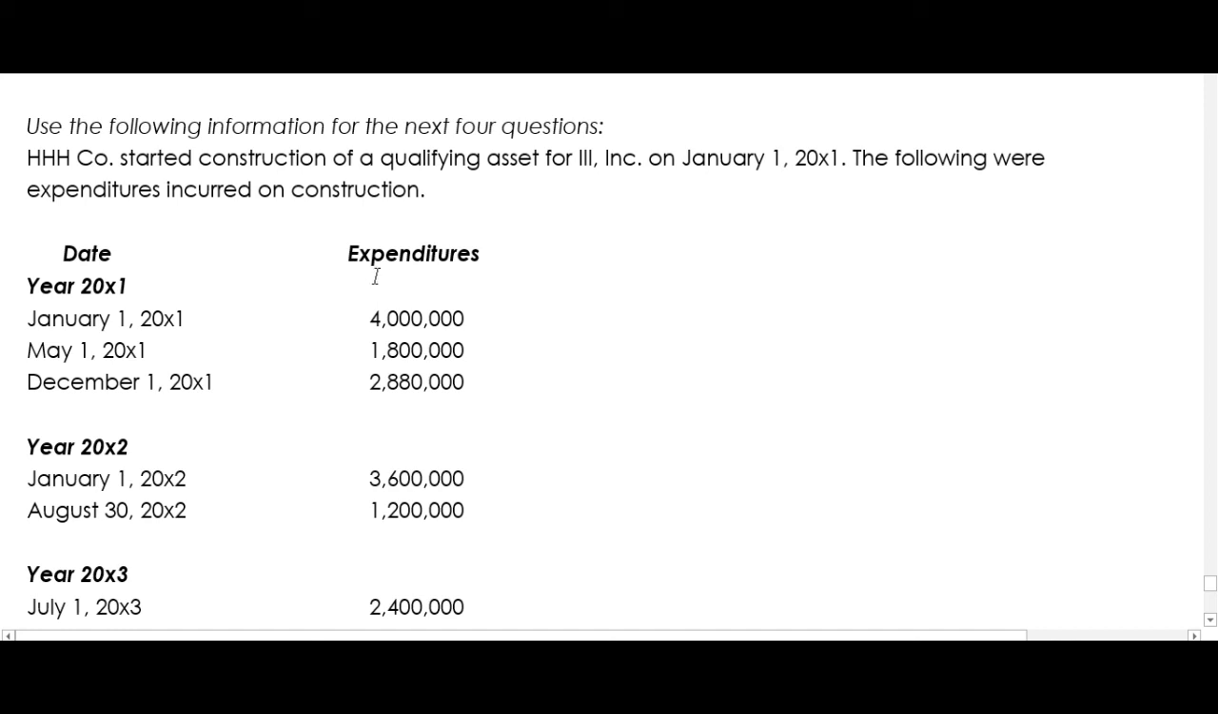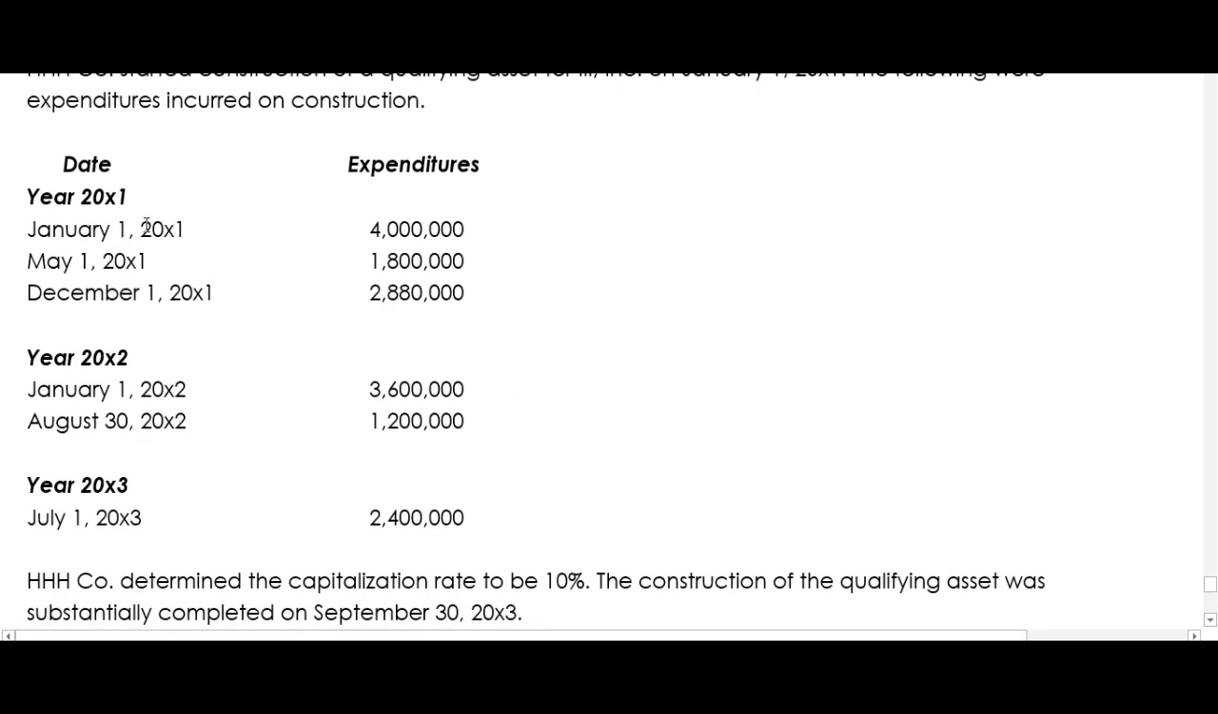So Triple H Company, nag-construct siya ng qualifying asset. Tapos ito yung mga nagastos. Nagastos ng 20x1, nagastos ng 20x2, nagastos ng 20x3. So of course, may idea na kayo kung paano kino-compute yung weighted average expenditure niyan. Pero may catch itong problem na to, may trick yan, kasi baka ang gawin mo, laging weighted average expenditure siya na based on the month outstanding. Okay? Kaya papakita natin yung computation.